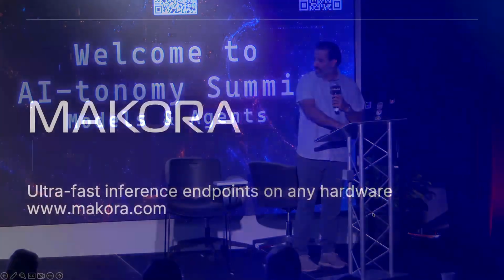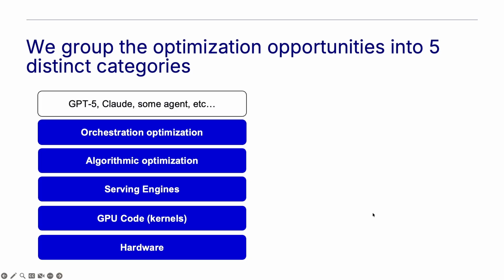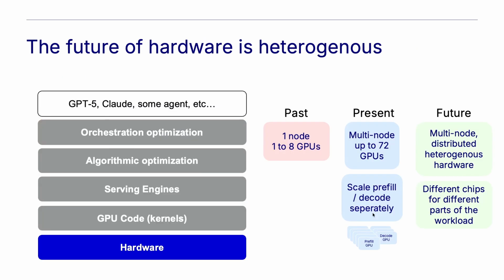Cool. So, we're live. Ultra-fast inference endpoints. Essentially, we break out optimization into 5 key layers. At the bottom layer is the hardware itself. NVIDIA H100, NVIDIA B200, AMD, TPU, Trainium, a whole bunch of different ASICs are possible to mess with too.